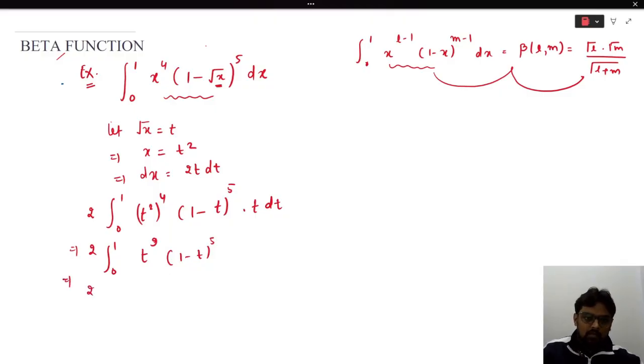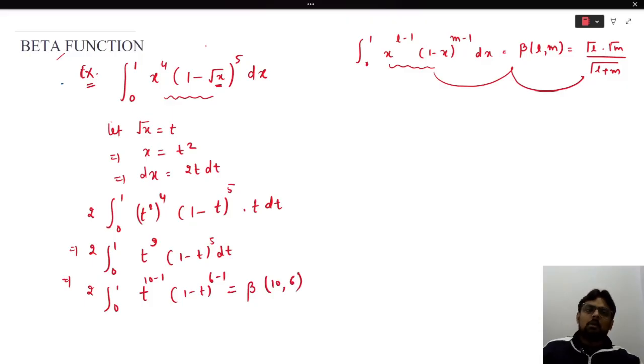Or we can write the integral from 0 to 1 of t to the power 10 minus 1, obviously dt, times 1 minus t to the power 6 minus 1. So the value of l is here 10, the value of m is 6. So this will become beta 10 comma 6. Now we only have to find the value of beta 10 comma 6 here.